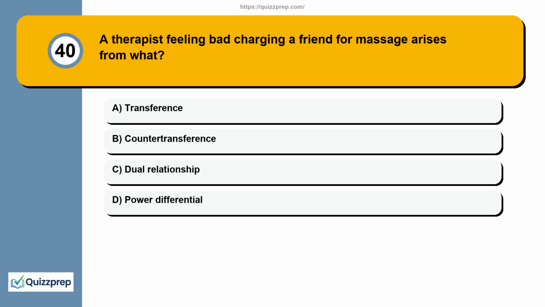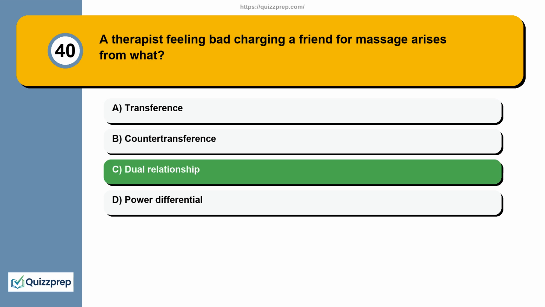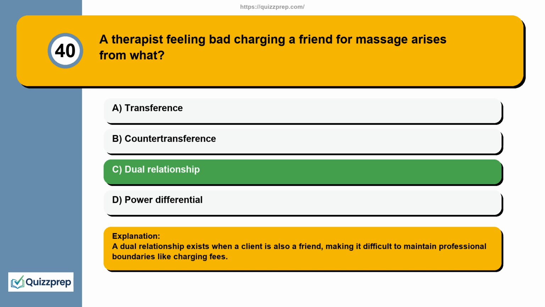Question 40. A therapist feeling bad charging a friend for massage arises from what? Transference, countertransference, dual relationship, power differential. A dual relationship exists when a client is also a friend, making it difficult to maintain professional boundaries like charging fees.